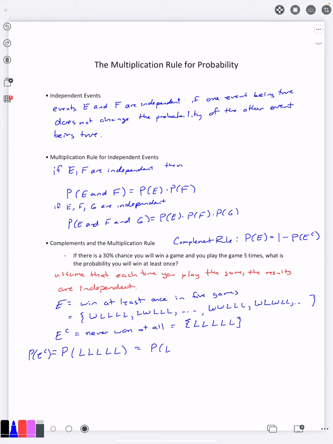is the probability of losing the first time times the probability of losing the second time times the probability of losing a third time, 4th time, and 5th time. And the reason why I can just multiply them all individually is exactly the multiplication rule, where instead of having 3 things, I have 5 things. But again, I'm assuming that each one, whether I win or lose, is independent.